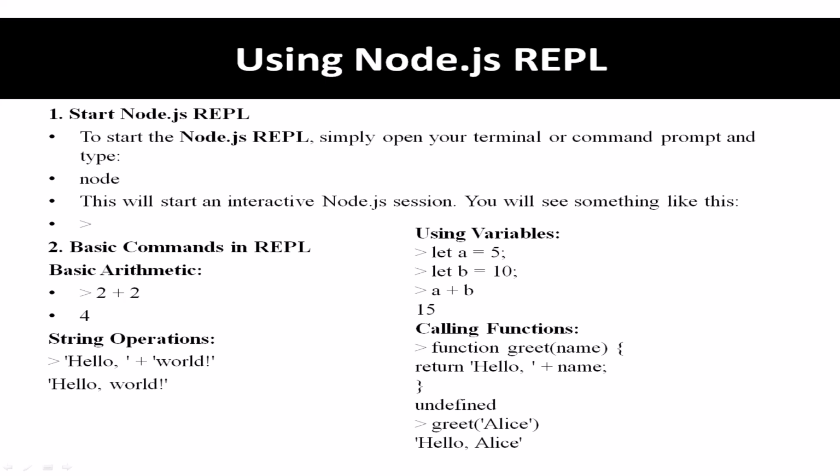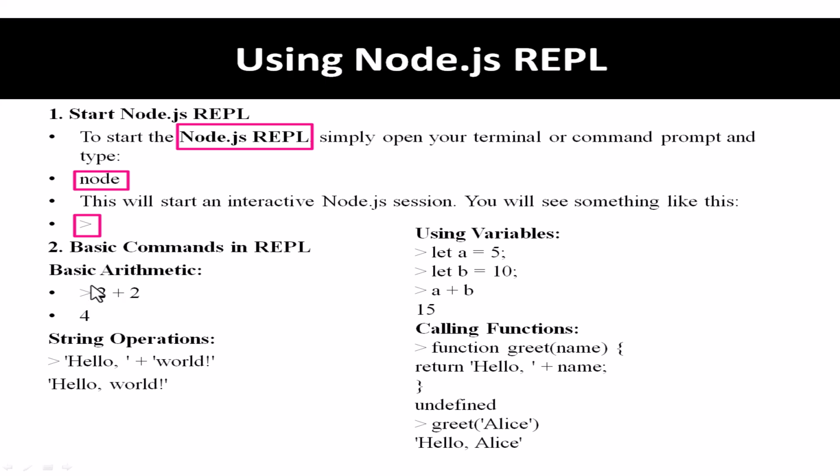The first step is starting the read-eval-print loop. To use this, you type node in the terminal, which starts the REPL. Then it shows the greater-than symbol, which allows you to execute mathematical calculations.